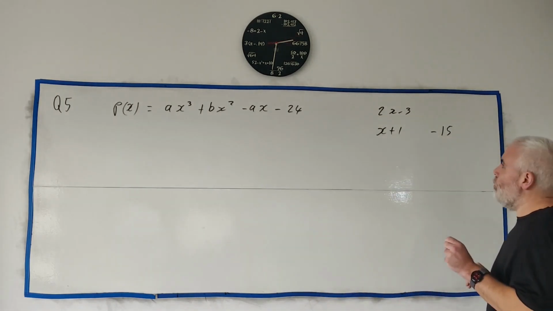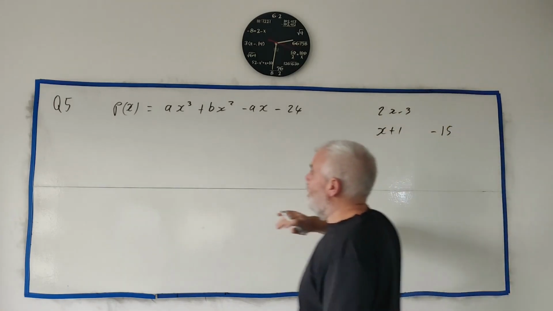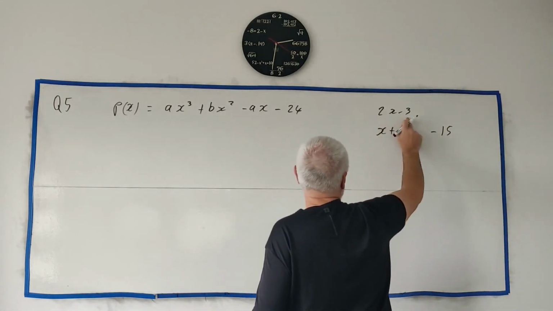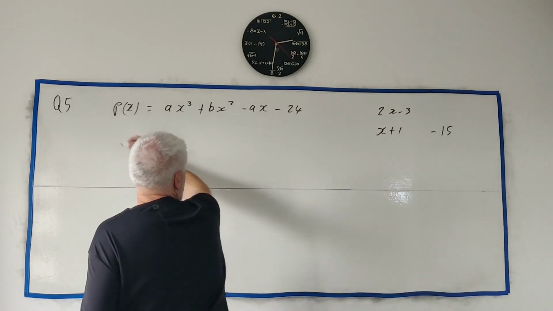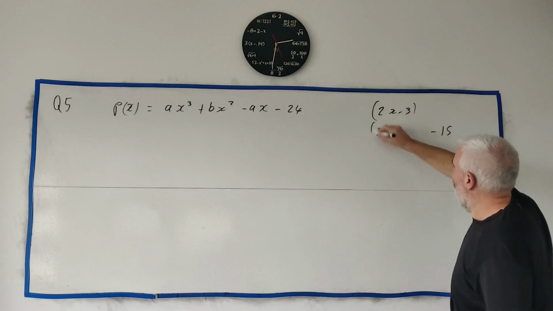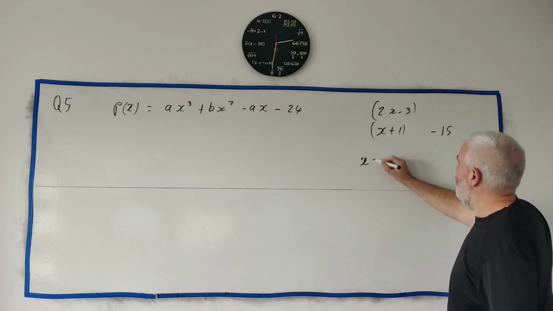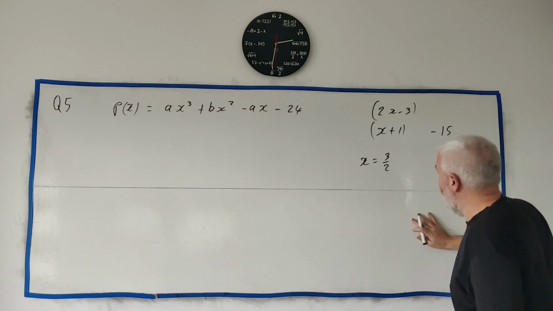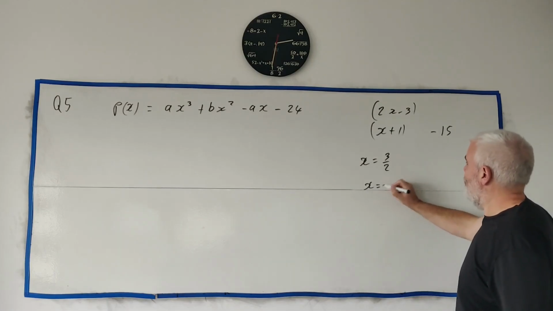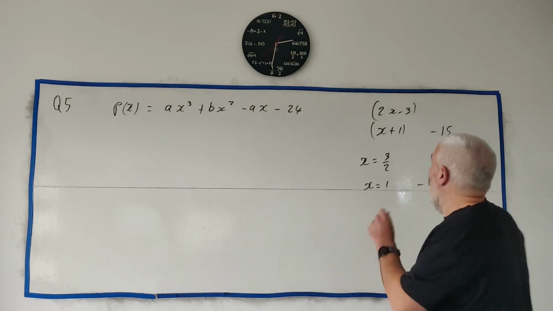The way I'm going to show you is using these facts as well. When you have a factor, what it actually means is if you put this equal to 0 and solve for this. Well, let me do it with both of these because we're going to put both of these equal to 0. If you put both of these equal to 0, this one you'd get x is equal to 3 over 2. And this one you'd get x is equal to 1. This one will have a remainder 15.